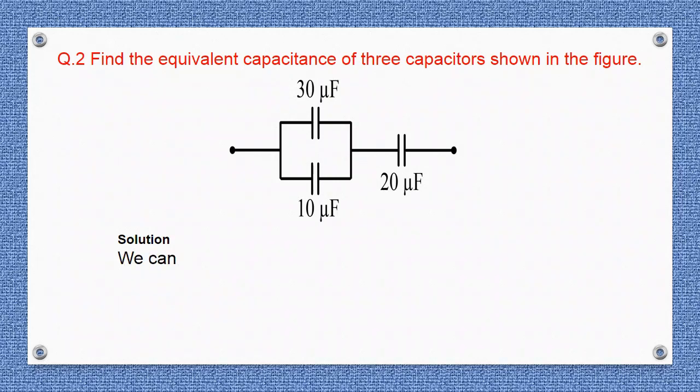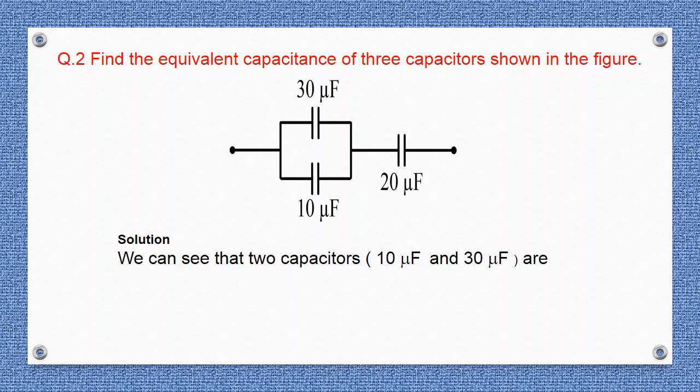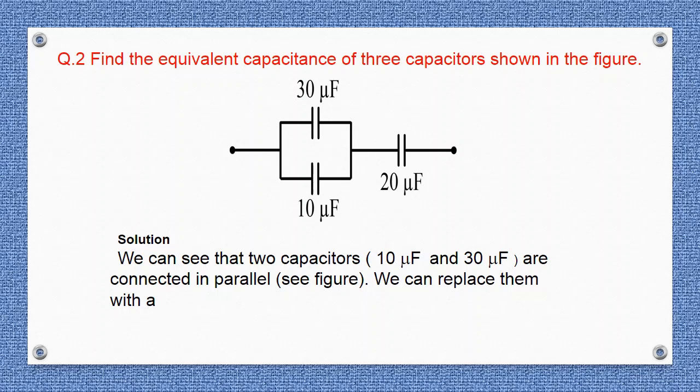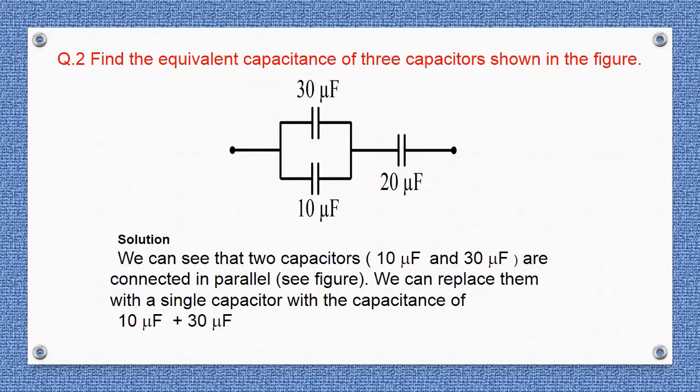At first, taking the two capacitors 10 microfarad and 30 microfarad in parallel, you'll be getting the value as 40 microfarad. Okay, so this is the combination of 30 and 10. Now they are in series with 20 microfarad. Now let's see.